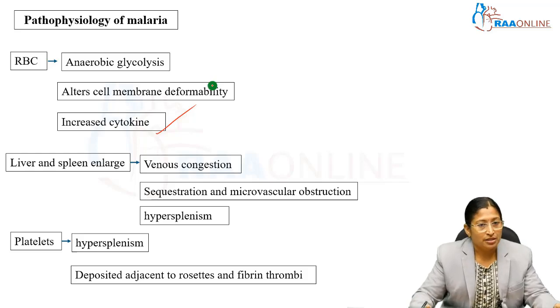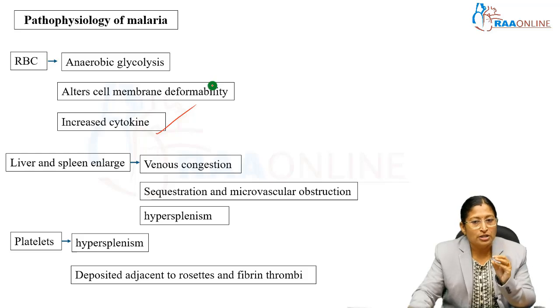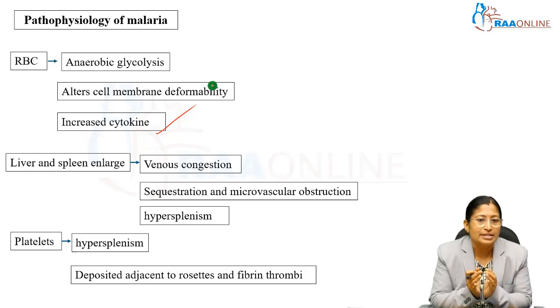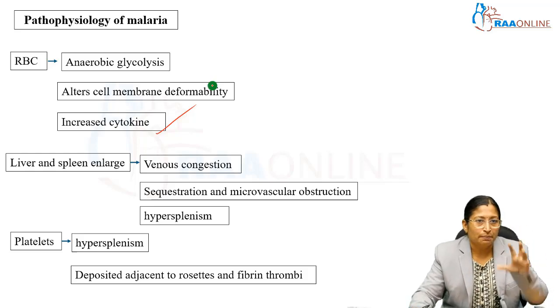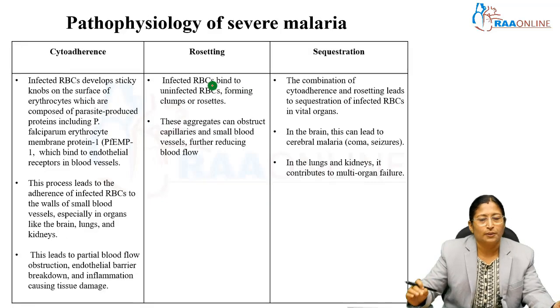The patient can also develop thrombocytopenia, one because of hypersplenism, and two because, especially in falciparum again, there is formation of microthrombi in the smaller microvasculature, right? Along with the thrombi, the platelets also adhere to these thrombi, resulting in thrombocytopenia. So this is the simple pathophysiology behind malaria and the symptoms that we encounter.